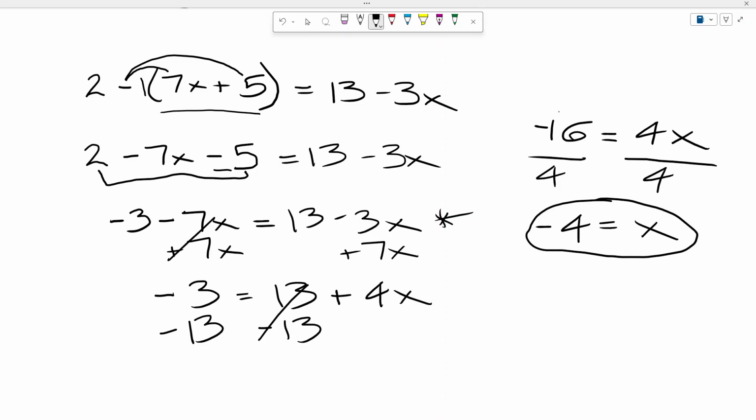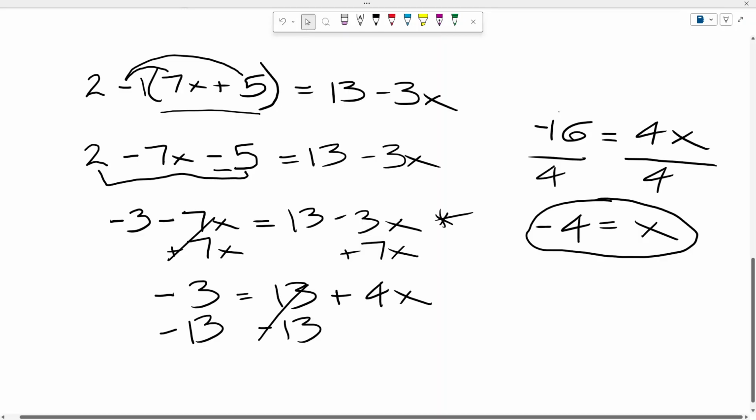So don't worry about why we moved the 7 over. We could have easily switched things up. We still would have ended up with the same answer. All that matters is that we were combining like terms and then working to isolate our x variable. So x equals negative 4 for that one. But now let's switch it up a tad.